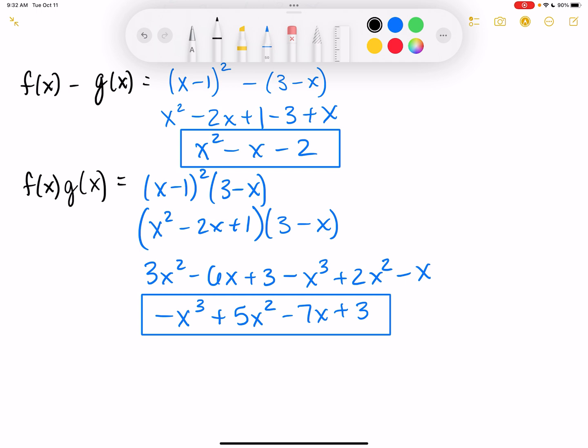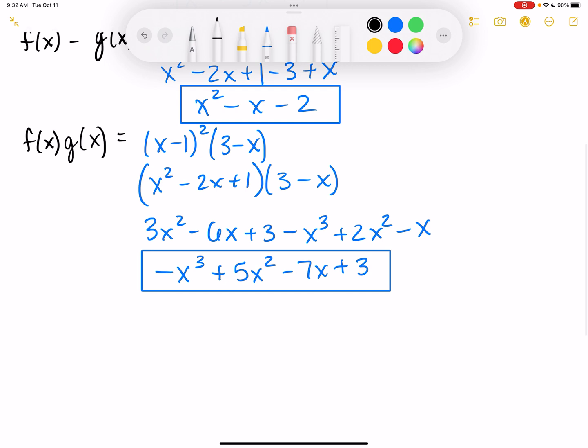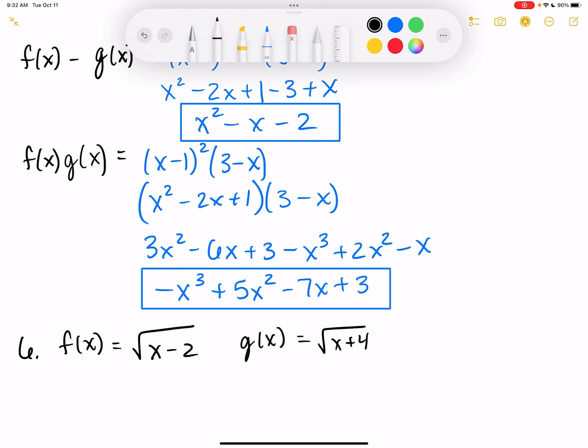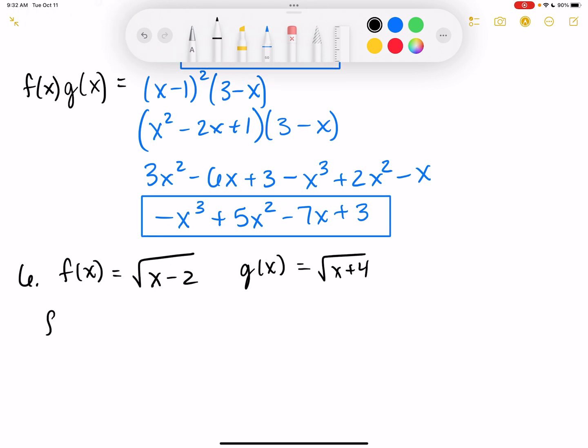The ones say find the formulas for f divided by g and g divided by f, and to give the domain of each. So we're going to do that as well. Number 6, f of x equals the square root of x minus 2, g of x equals the square root of x plus 4. First we're doing f divided by g. So we start out with the square root of x minus 2 over the square root of x plus 4.